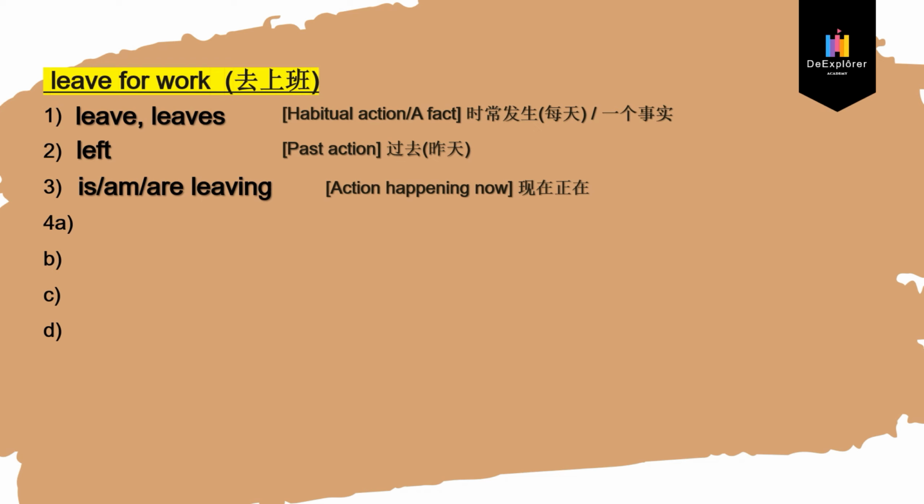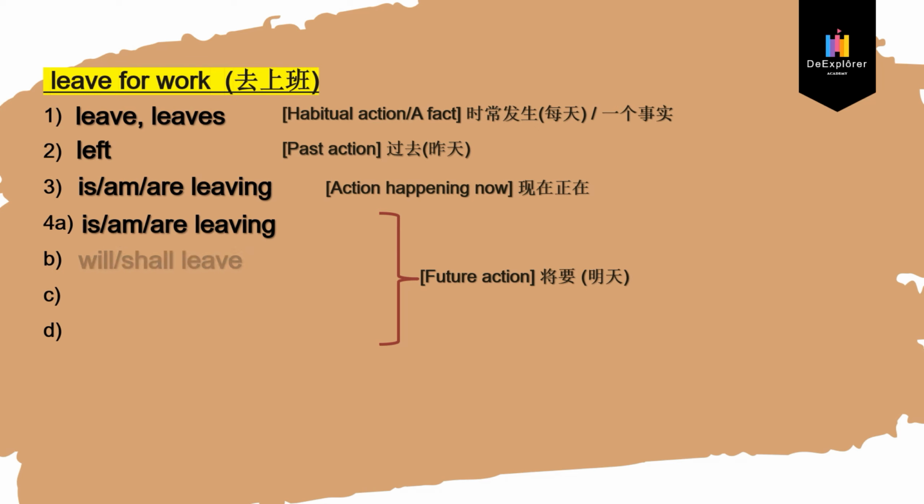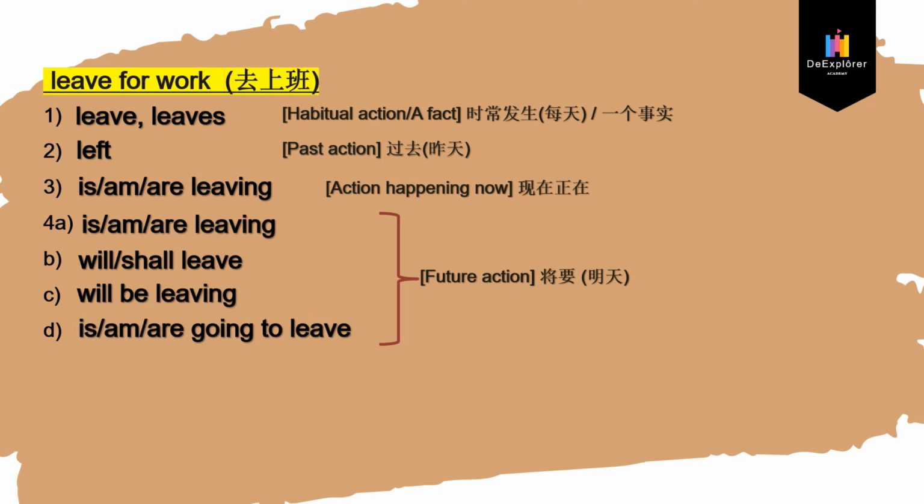Number 4, future tenses. Future action. 将要发生的. For example, 明天, or next year, 明年. So all these are future actions and we can use A, is am are leaving. B, will shall leave. C, will be leaving. And D, is am are going to leave. So these are all future actions, so future actions use future tense. So these are some of the future tenses. So you can write now 4A, 4B, 4C, and 4D.